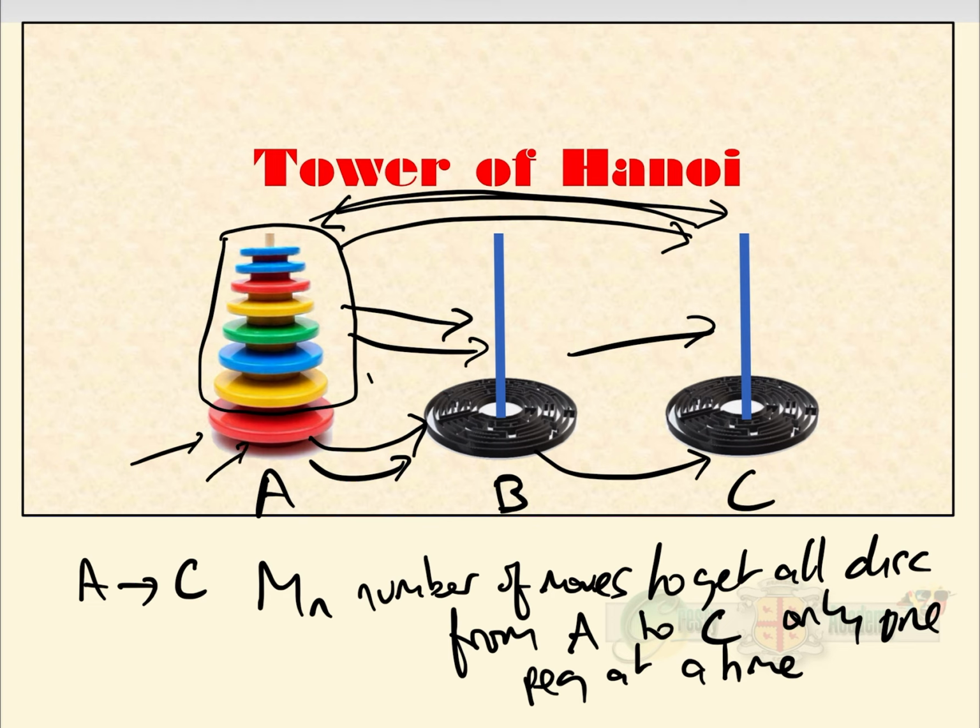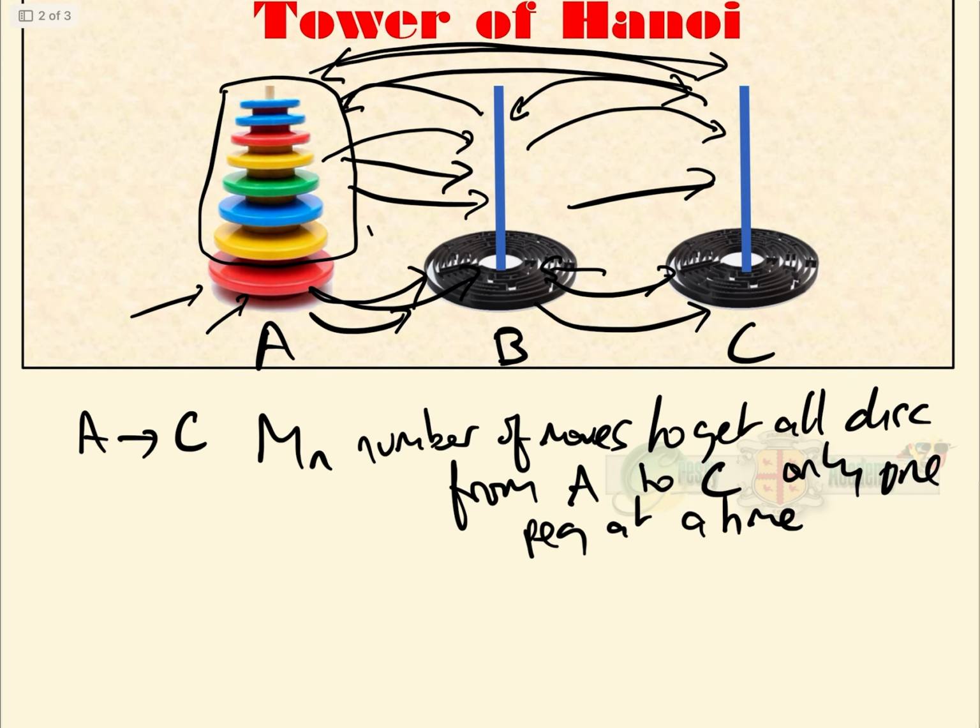Remember, the discs can only move one at a time, so we have to move all n minus 1 to B, and then we have to move all n minus 1 to C, and then we move the 1 to B, and then we can move the n minus 1 back because the biggest one is on the bottom. Then we have to move them back again, then we move the bottom one there, and then finally we can complete it. Okay, so let's have a look.